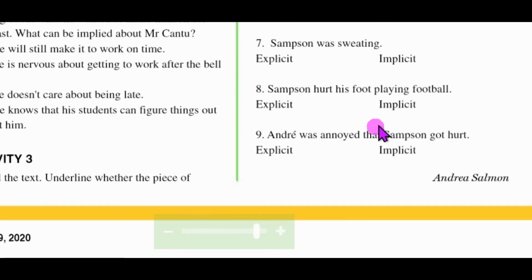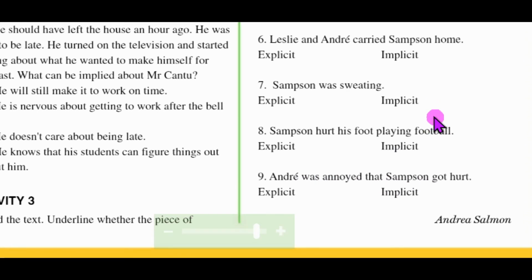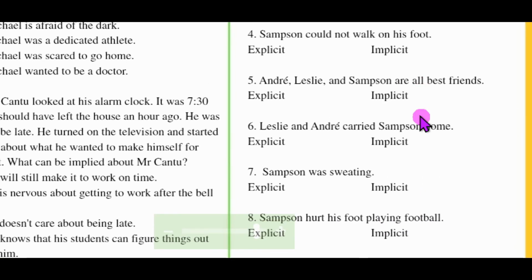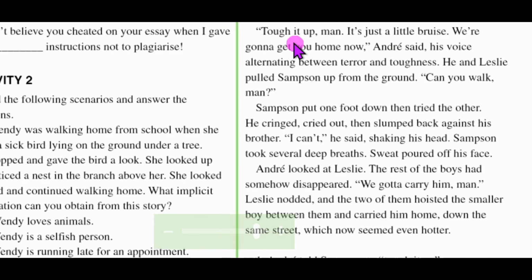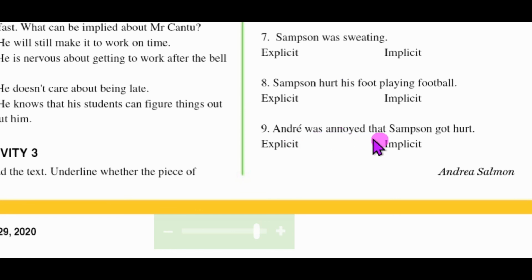Now, last one. Andre was annoyed that Samson got hurt. Is this explicit or implicit? Did he say, I am annoyed that you got hurt? Let's look at the first line. He says here, tough it up, man. It's just a little bruise. We're going to get you home now. All right. And his voice was alternating between terror and toughness, right? So Andre is somewhat annoyed that Samson got hurt. So this would be implied and not explicitly stated.